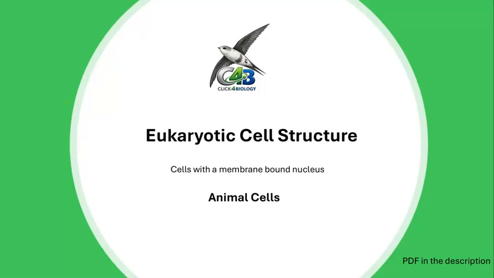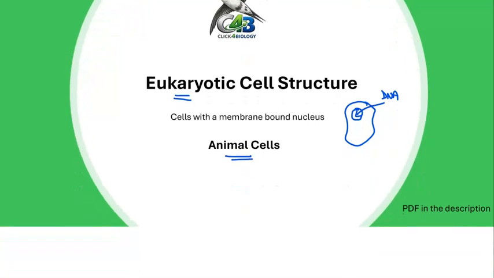Click for biology. We're looking here at eukaryotic cell structure, and in particular at animal cells. And we've already understood from eukaryotic cell structure that these are cells in which we have a membrane-bound nucleus in which we have the genetic material, the DNA. And in this particular case, we're going to look at the features of what we call animal cells.